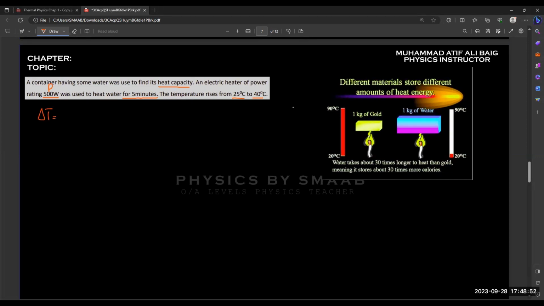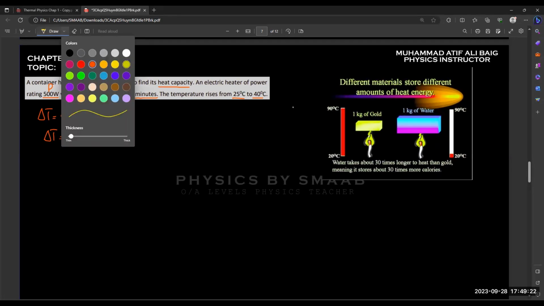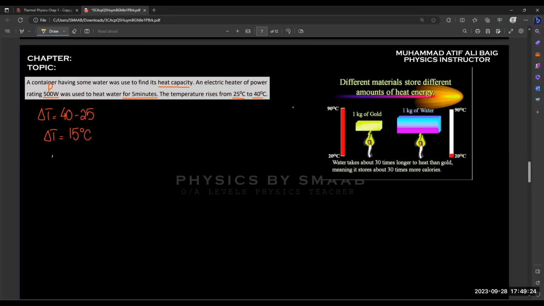So change in temperature is 15 degrees Celsius, right? Yes. And a container having some water used to find its heat capacity, right? And all the things are also given. Okay. So basically, first we find out the heat capacity. So heat capacity can be found with a simple formula.